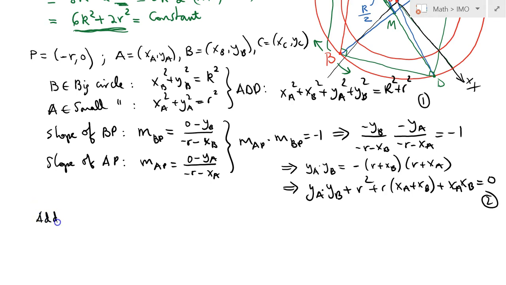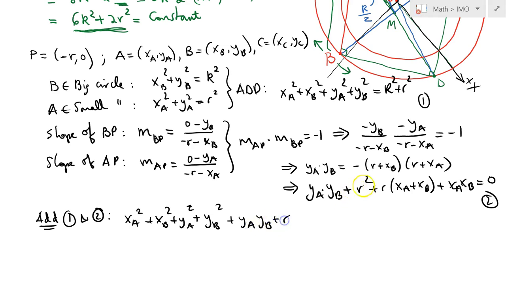I add condition 1 and 2. I realize that the little r squared terms will cancel out, and I would have this very long expression, xa squared plus xb squared plus ya squared plus yb squared plus, remember the r squared terms just cancelled, r times xa plus xb plus xa xb is equal to capital R squared. Actually this did not work as I expected.